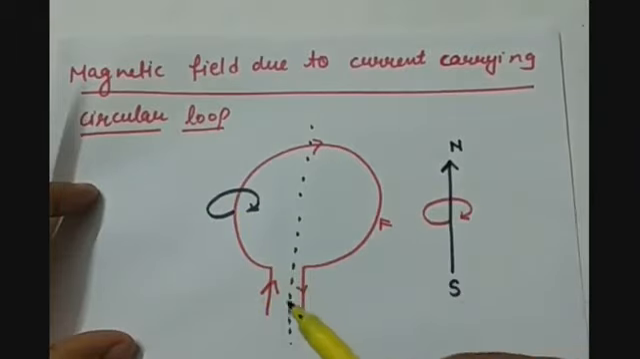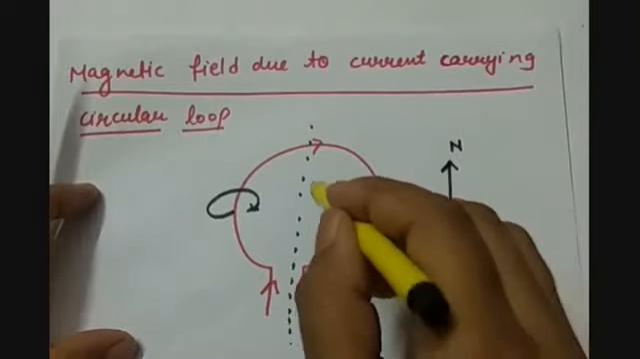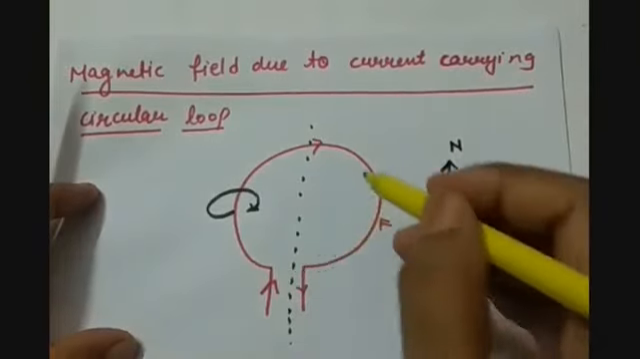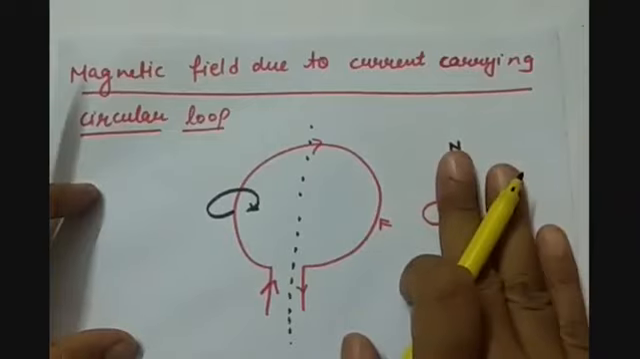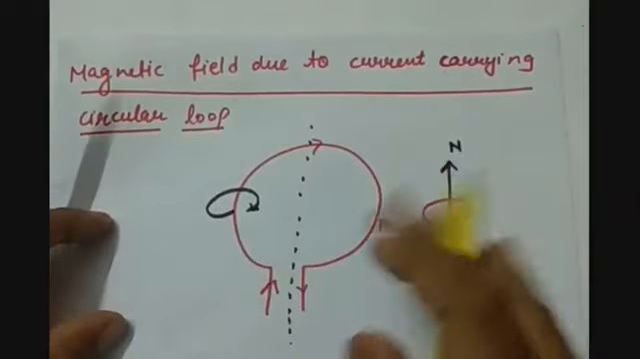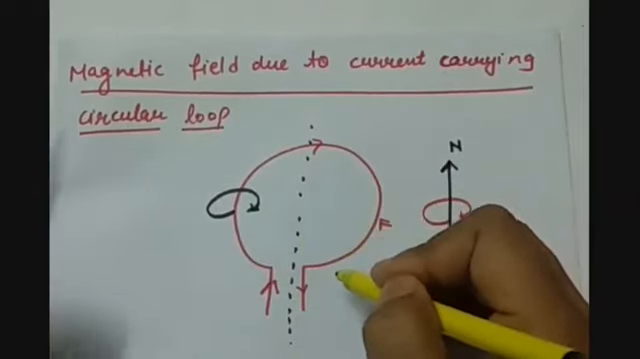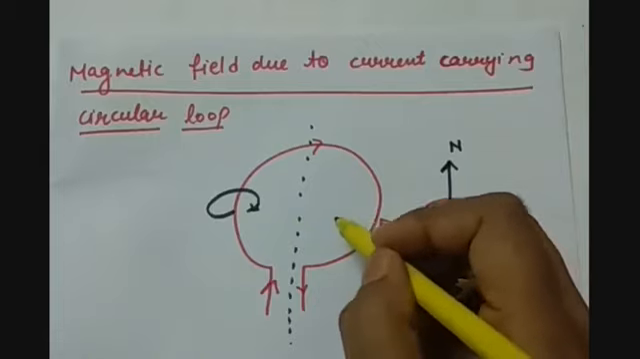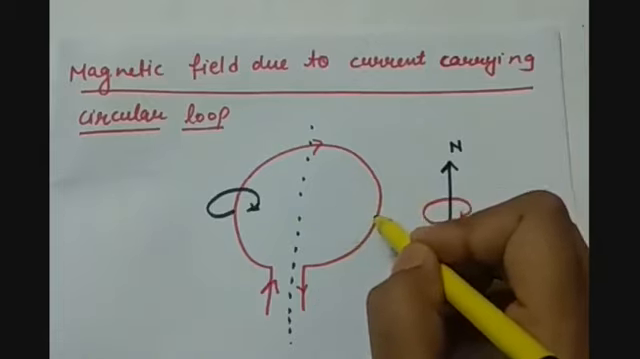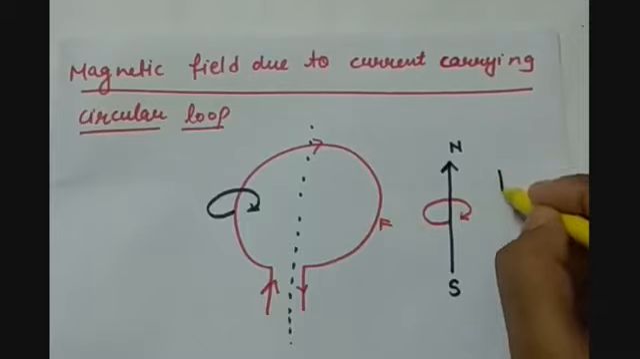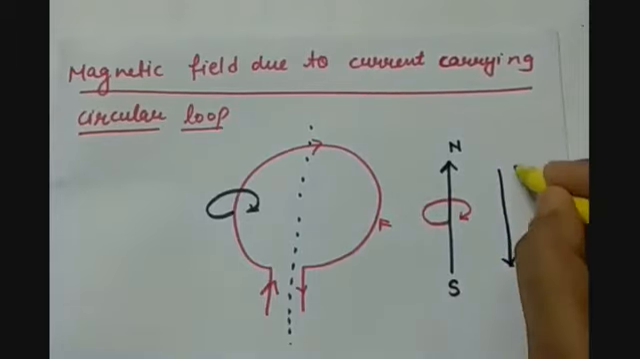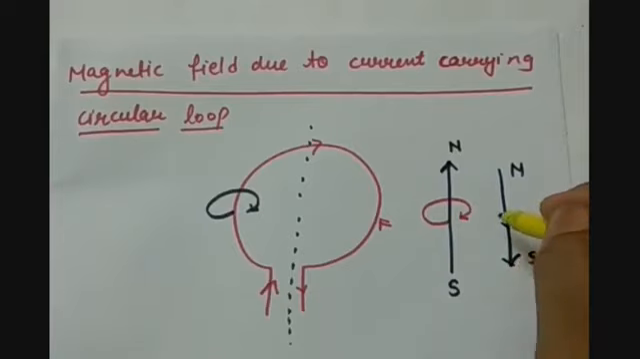That means you can see that the magnetic field lines are going inside, as we are seeing the circle in the plane of the paper. Then magnetic field lines are going inside from our side. If we apply the same rule to this end, then what is happening? The current is flowing in this direction. So now the current is flowing in downward direction.